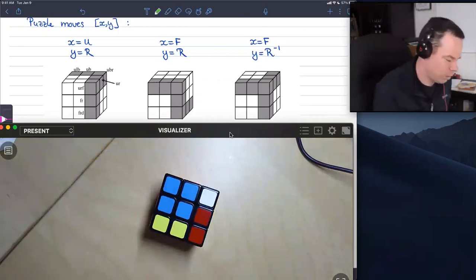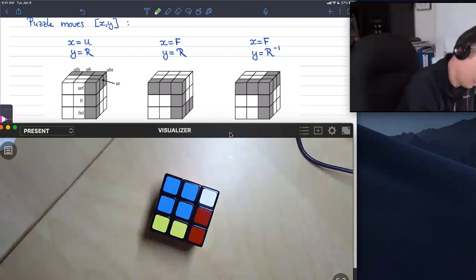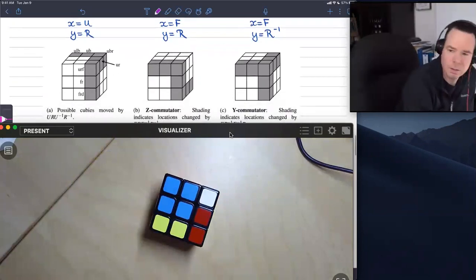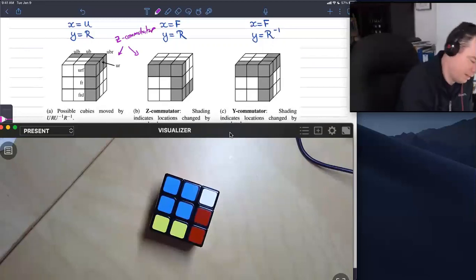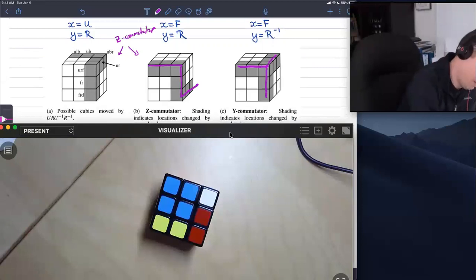So you might say, well, you still moved a lot of pieces, 4 corners and 3 edges, but we'll see in a second how we can do a little bit more with this. But I do want to point out that these ones have names. So these 2 here, they're called Z commutators because they kind of look like the letter Z, this one more so than the other one. Whereas this one looks like the letter Y. So we call this a Y commutator.